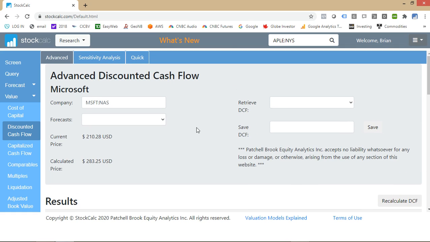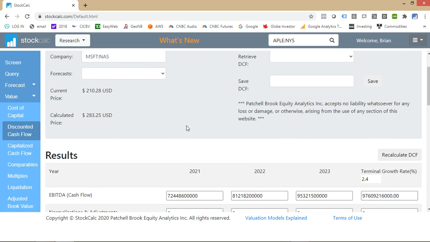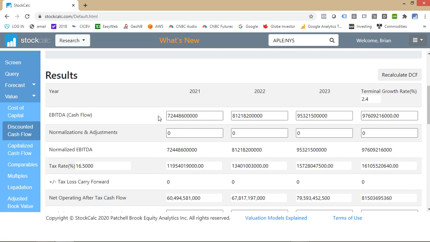So that's the discounted cash flow, fairly straightforward tool to use. It's really dependent upon the inputs that you're putting into the models.